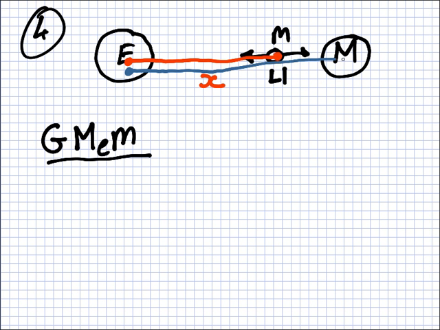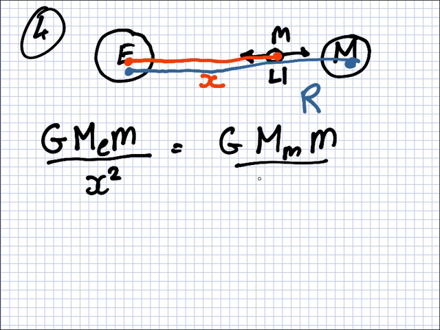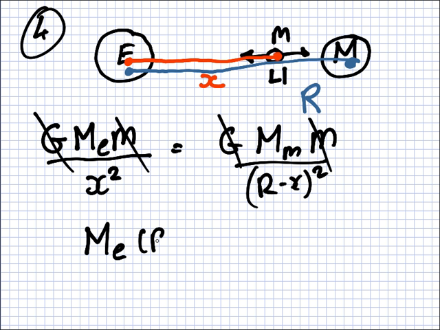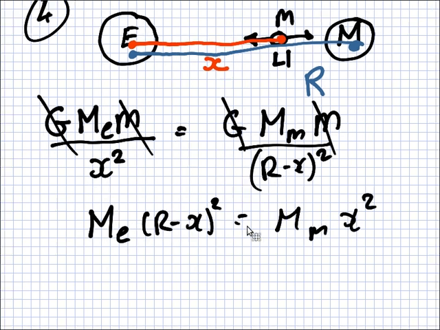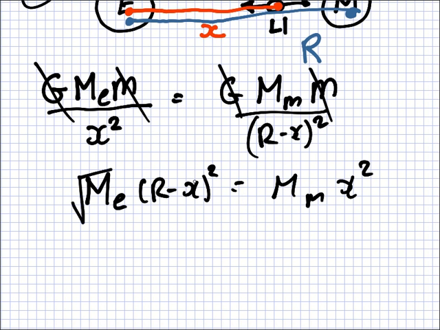And then this distance here, we know this distance, I'll call it big R. The distance between the Earth and the Moon. I'll probably give you that in the question, right? So that's over X squared, and that's equal to G, mass of the Moon, times mass of the spaceship, all over R minus X squared. Cancel, cancel, cancel, cross multiply. Mass of the Earth times R minus X squared equals mass of the Moon times X squared. Square root everything.